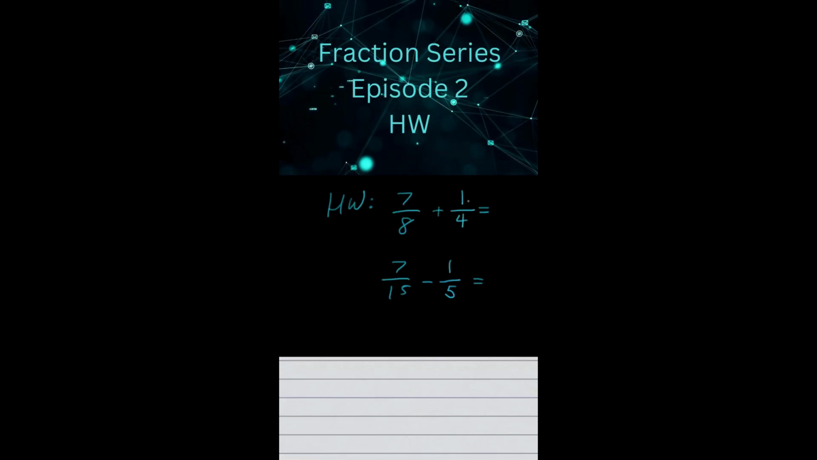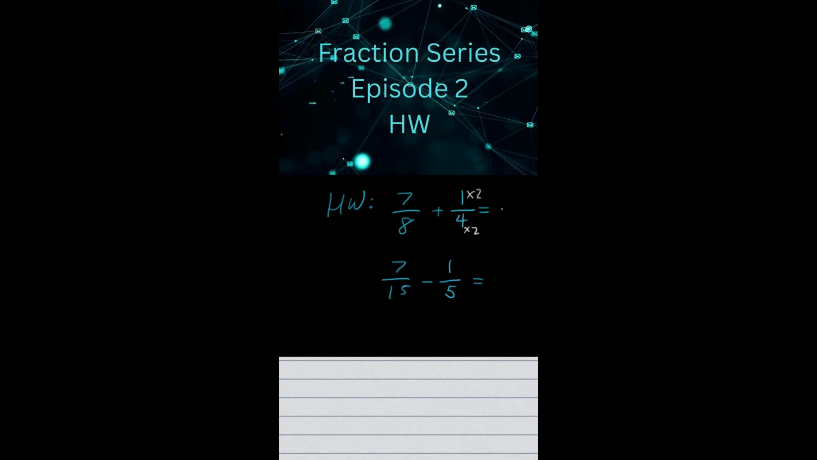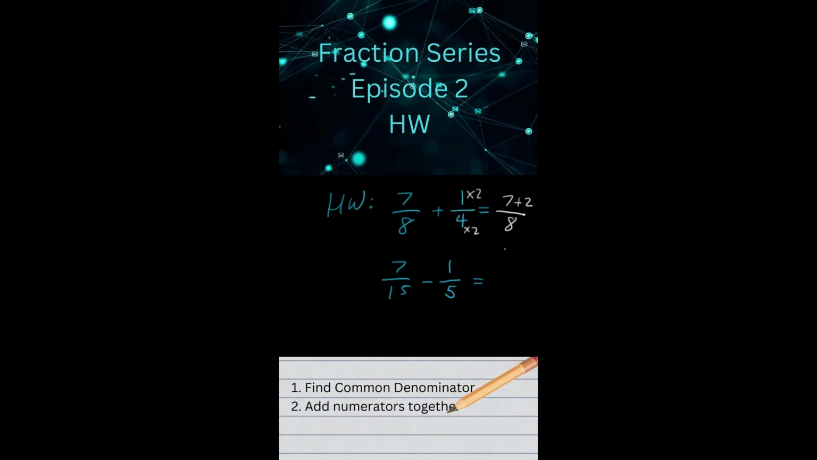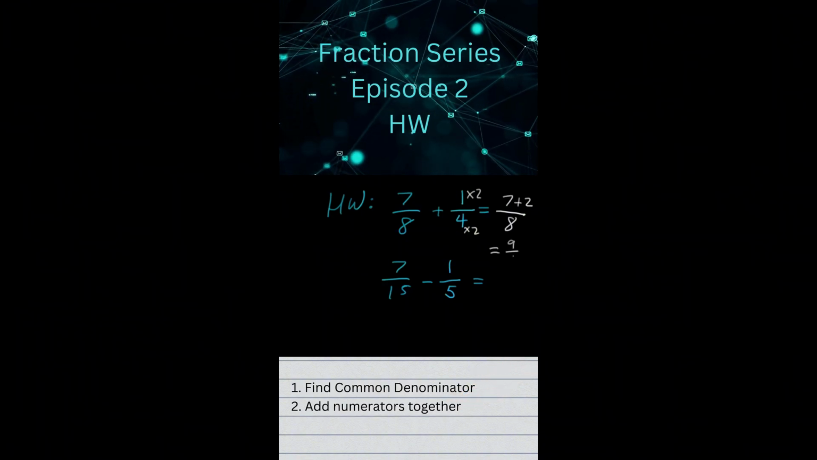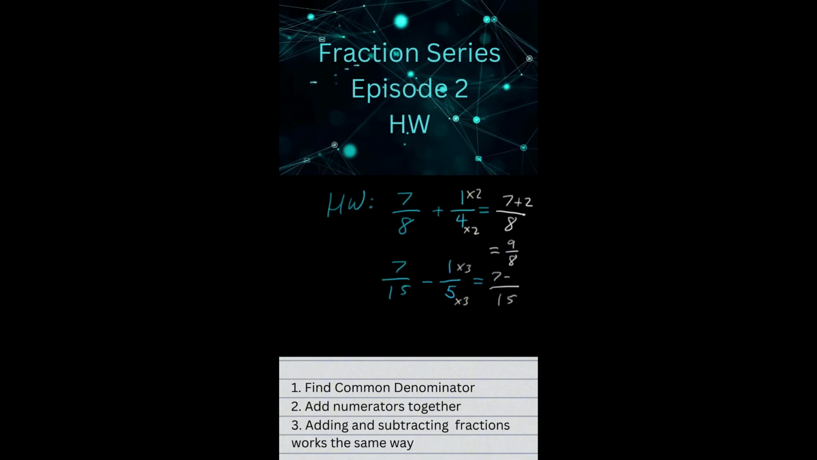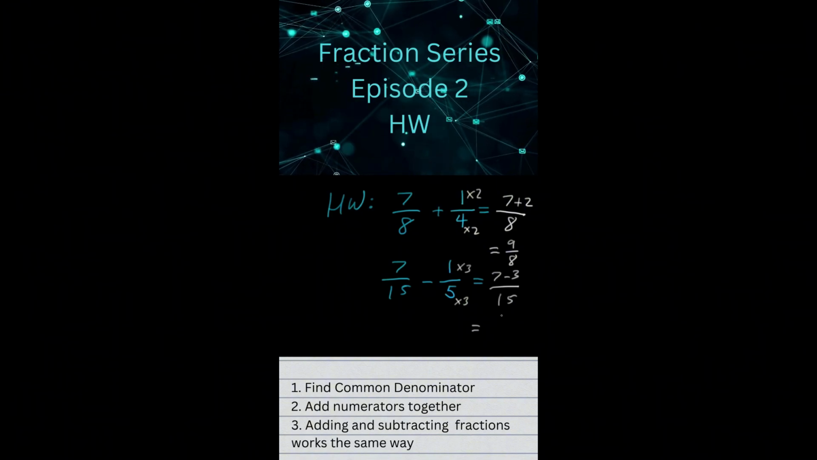The first question here, we're going to multiply the top and bottom of the second fraction by 2. That's going to give us a common denominator of 8. And then we get 7 plus 2. That gives us 9/8. And then for the second question, we have a common denominator of 15. 1 times 3 is 3. 7 minus 3 is 4.